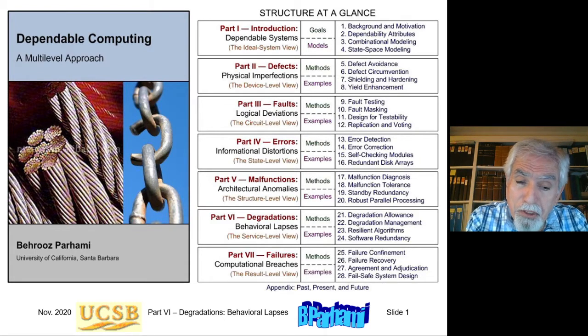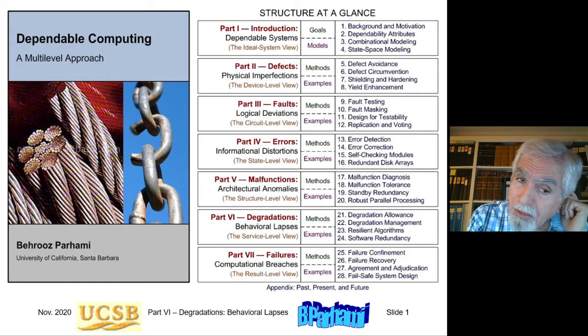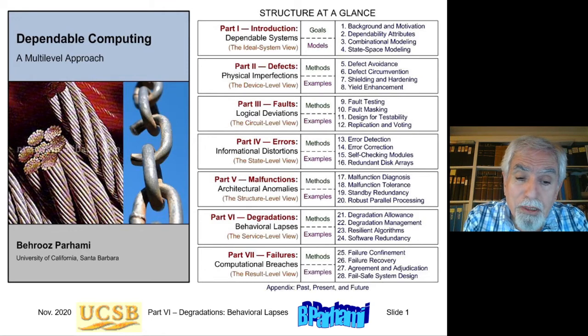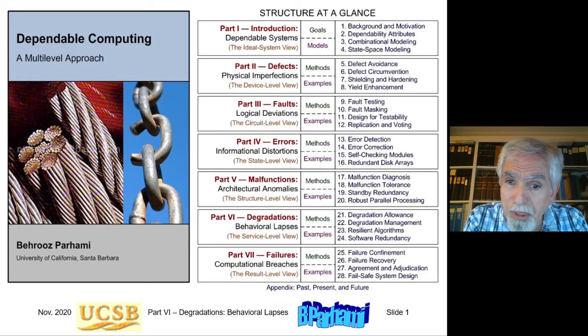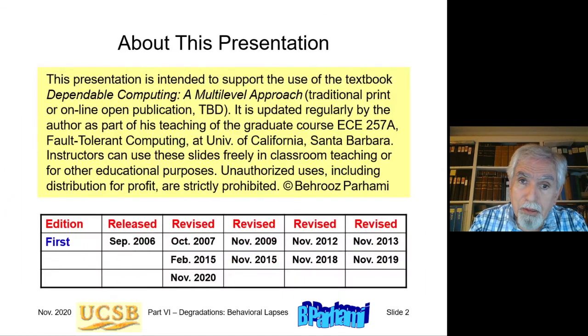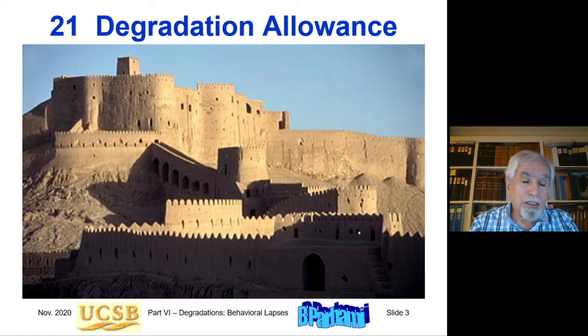This is the first of two lectures from part 6 of the textbook, entitled Degradations, Behavioral Lapses. This lecture will cover chapters 21 and 23 in the textbook. And lecture 14, the next one, will cover chapters 22 and 24. Okay, so let's get started with chapter 21, entitled Degradation Allowance.